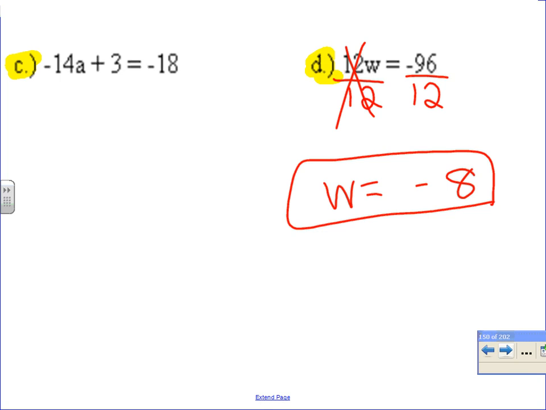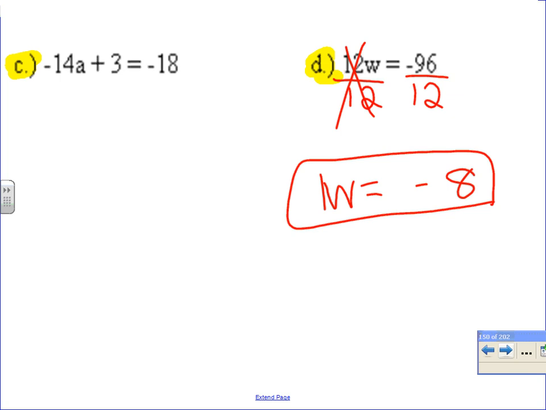To get the variable by itself. No, because you need to get rid of this number. So the goal is to get a 1 in front of the variable because the 1's always there. You just don't have to write it. If you divided it by the opposite, you'd be left with a negative here. Don't do that. You have to get the variable all by itself.